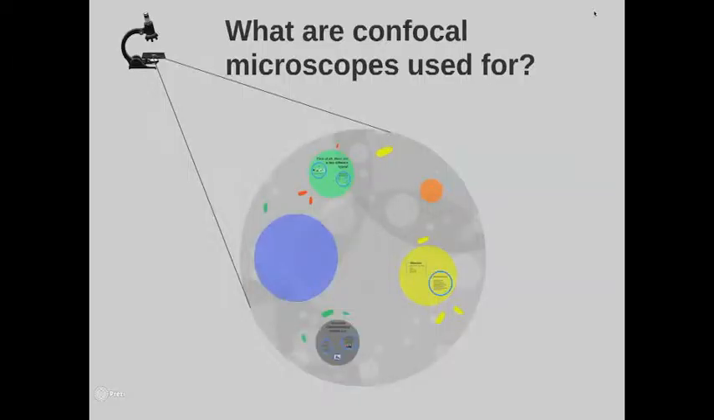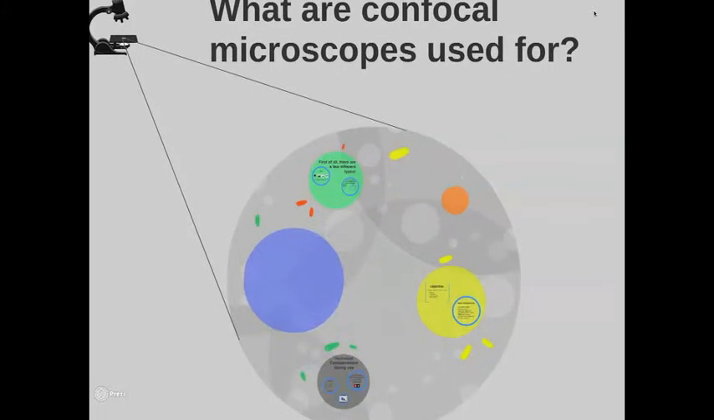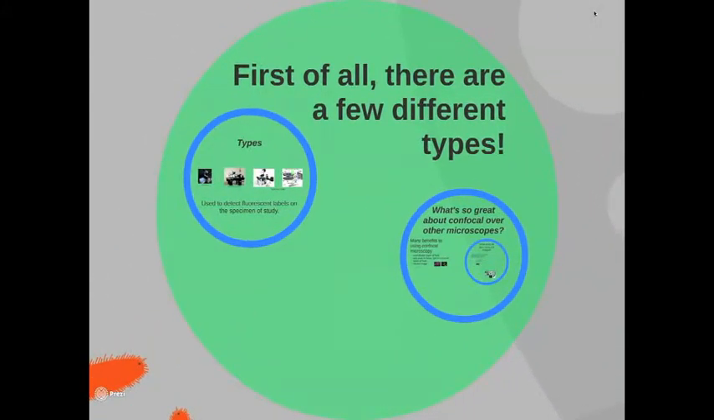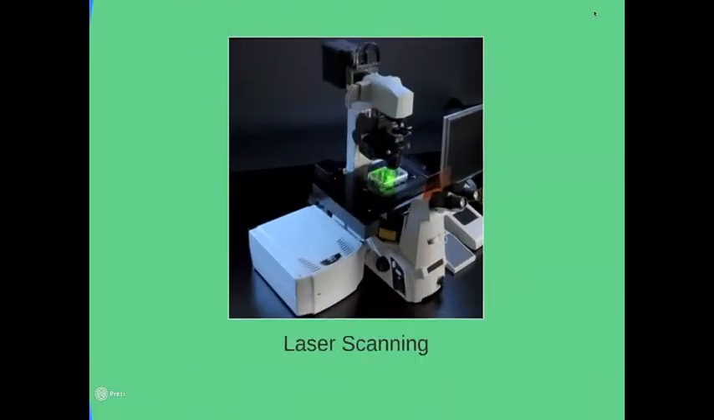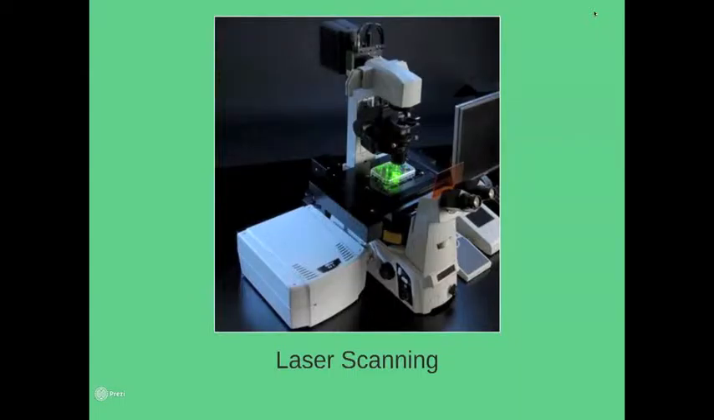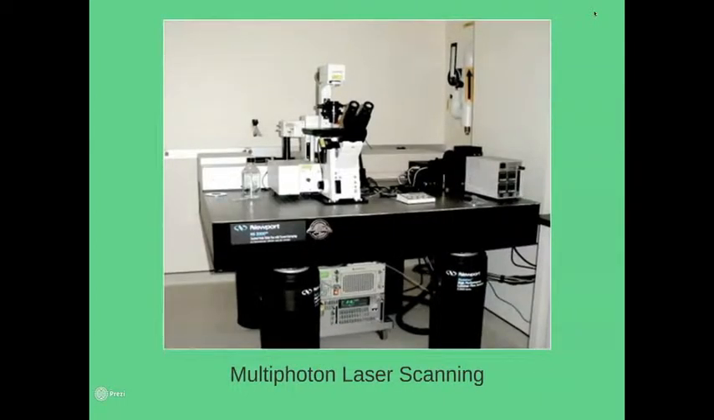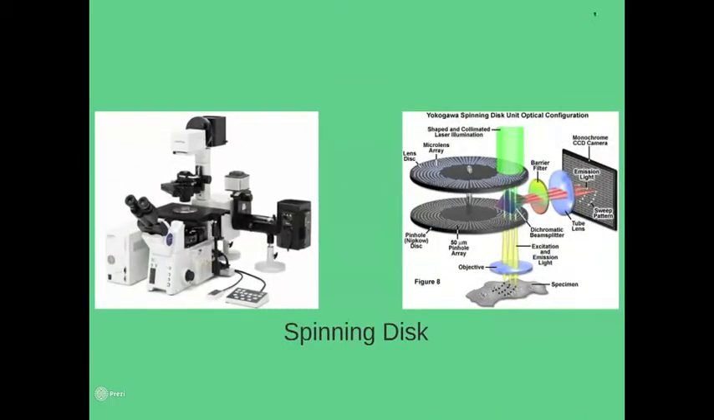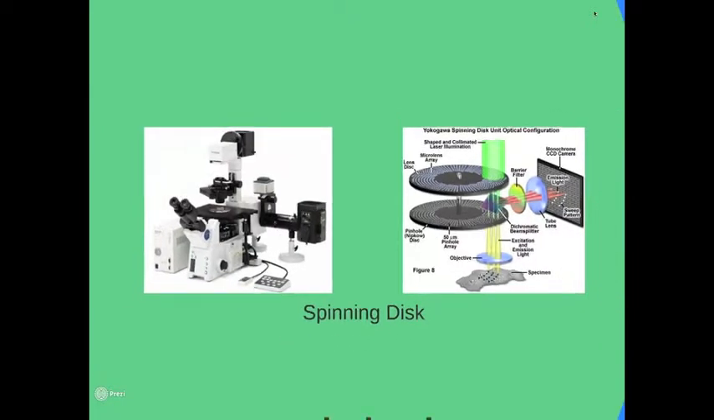What are confocal microscopes used for? First of all, let's introduce you to a few types. There's the laser scanning confocal microscope, which uses a laser and illumination pinhole to get point-like light source illumination on the sample. The multiphoton laser scanning confocal microscope, which uses two lasers for a single excitation. And the spinning disc confocal microscope, which uses a disc with multiple holes in it between the light source and the specimen to shine a point-like light source.